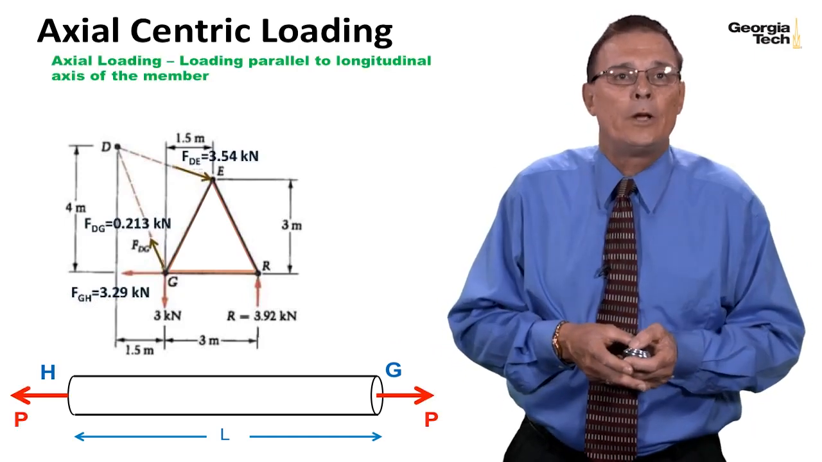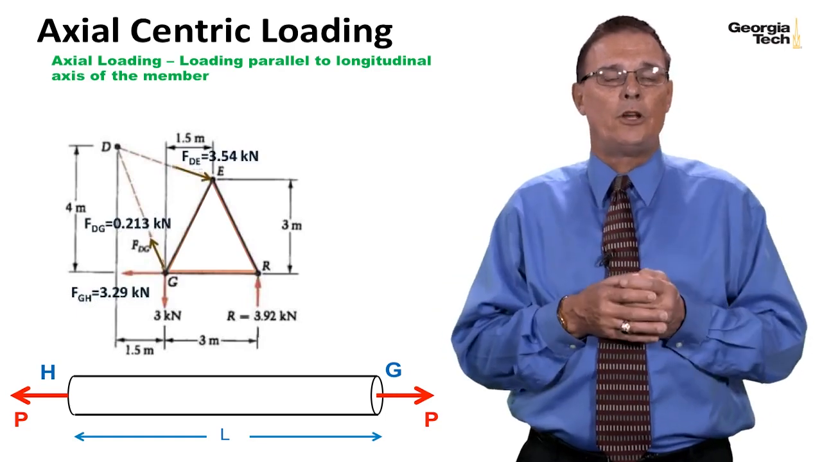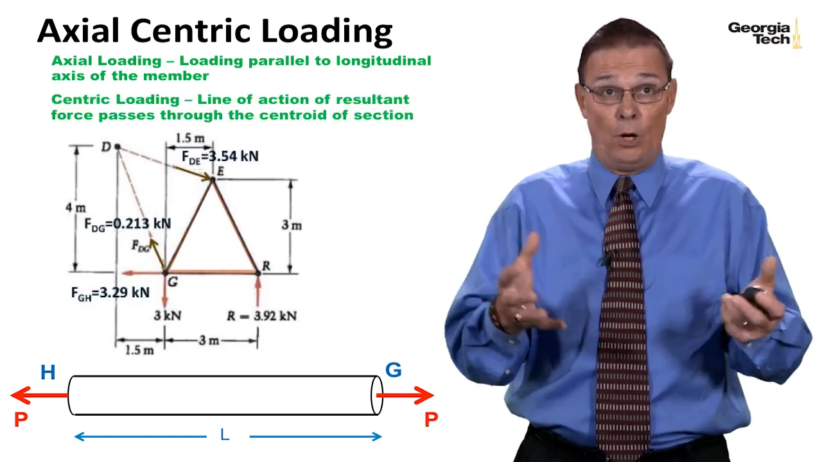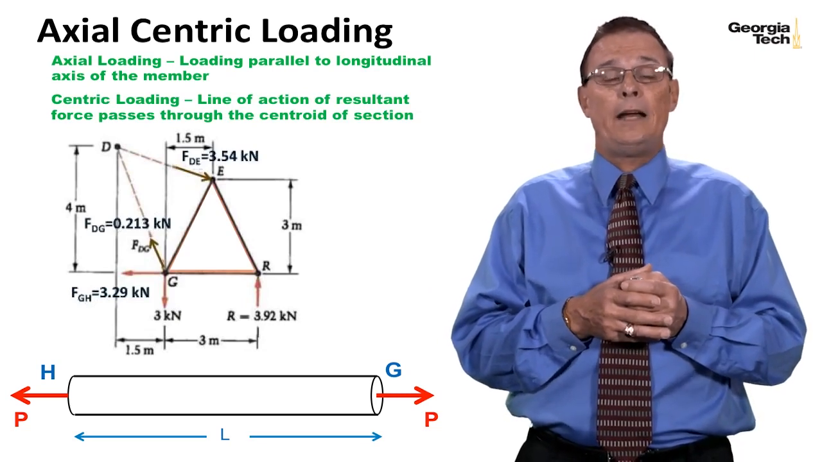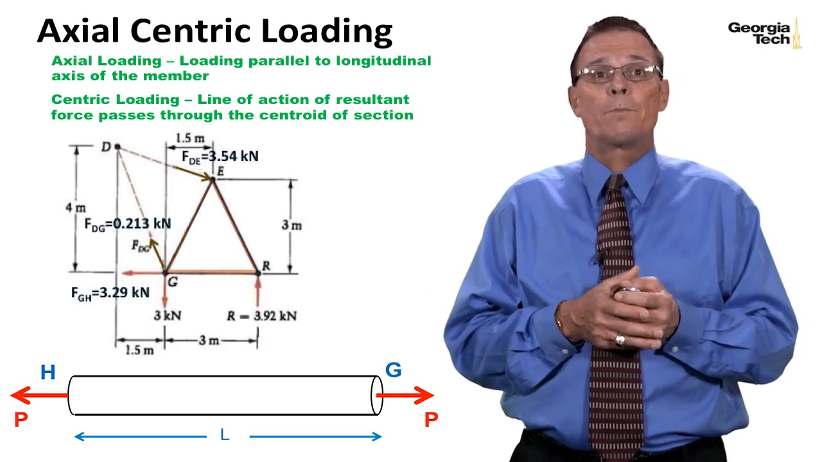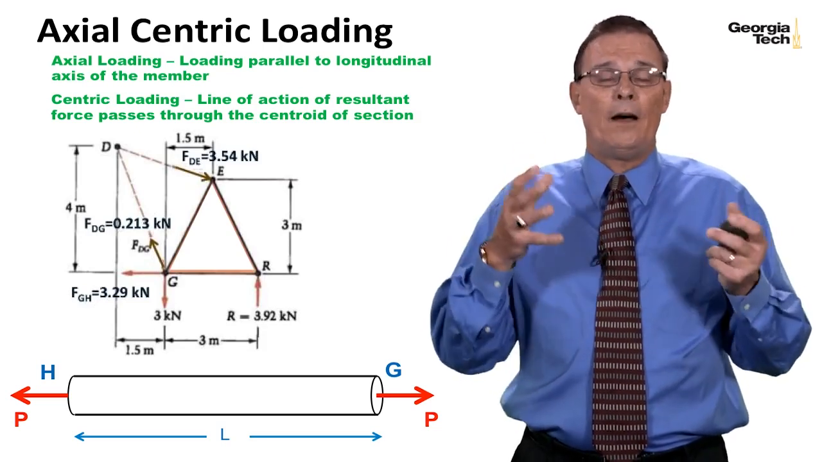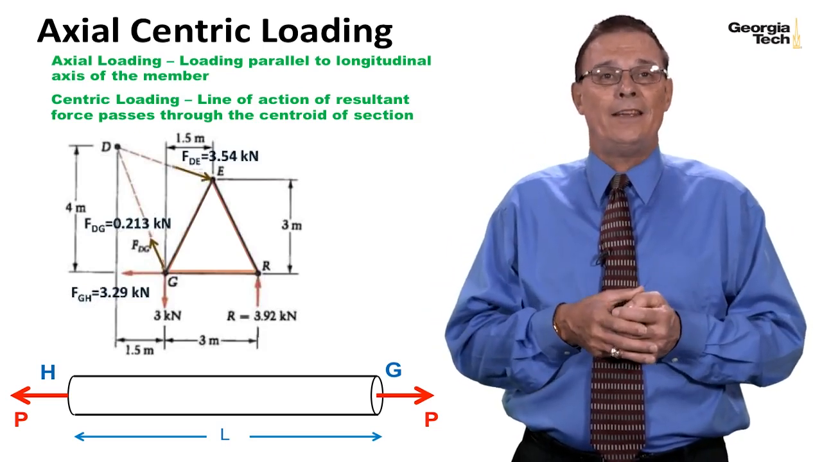And by axial loading, I mean that the load is parallel to the longitudinal axis of the member, and the loading is centric, which means that the line of action of the resultant force passes through the centroid of that section. And so that's where we'll get started in the next module.